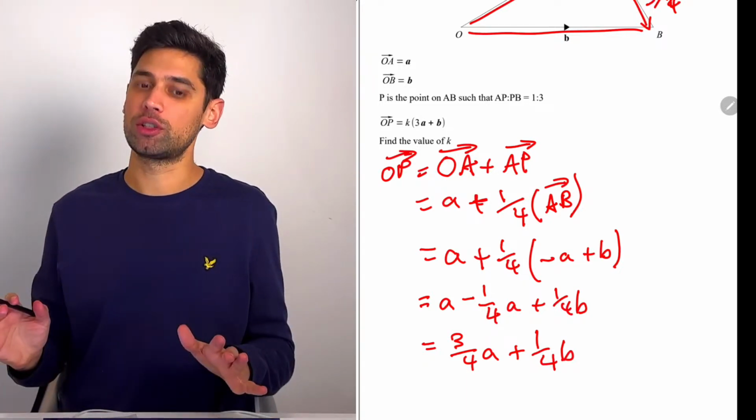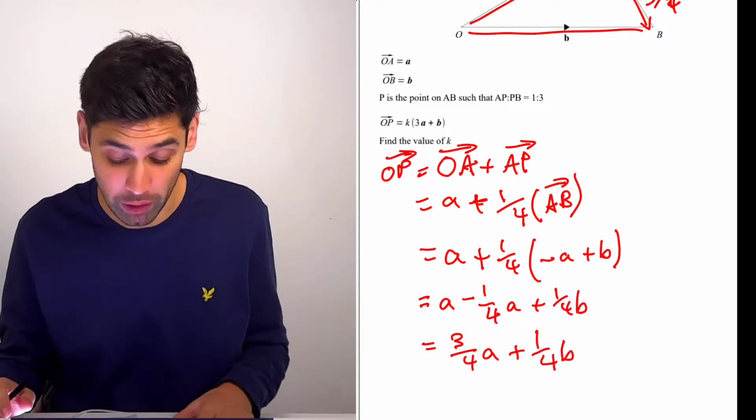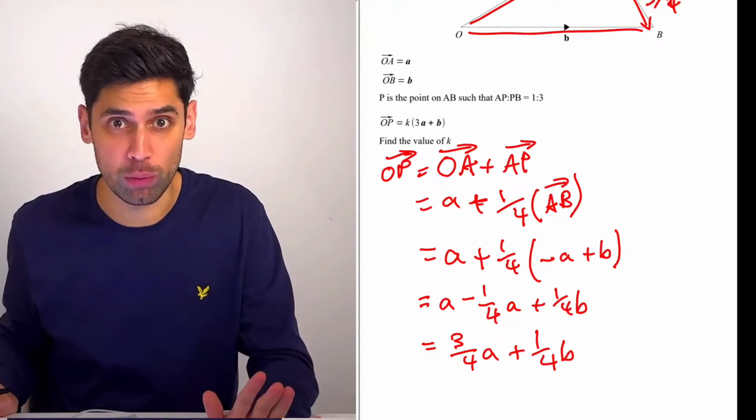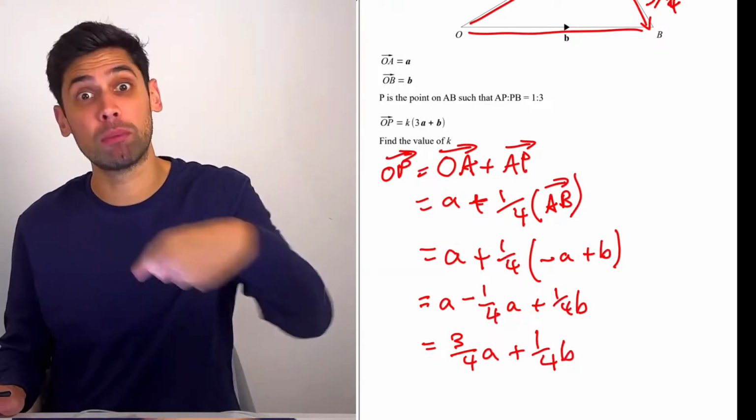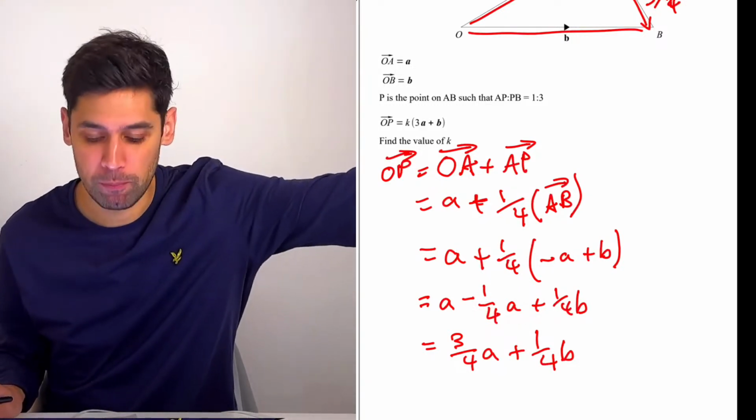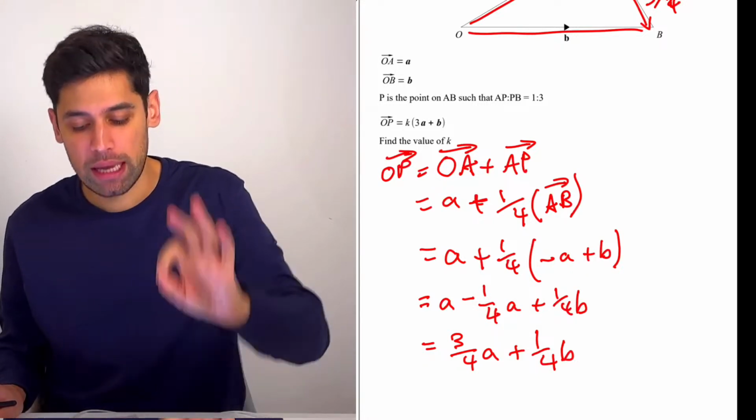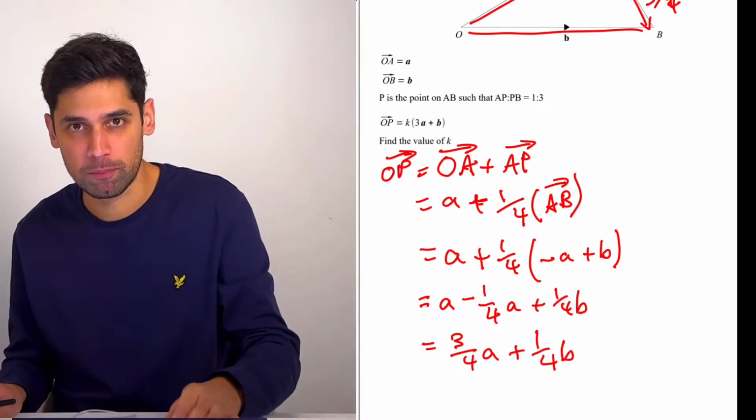However, we're not done just yet. We need to remember what this question is asking us to find, because at the end of the day, it wasn't asking us to find OP. It just mentioned OP, and that was my idea to say, let's just find it. OP equals K brackets 3A plus B.